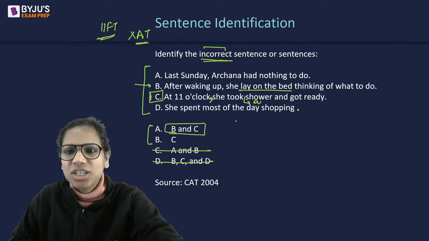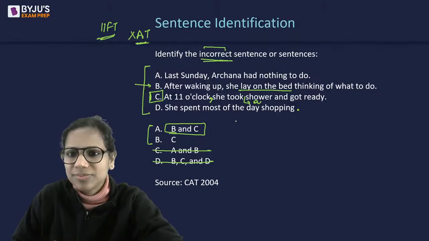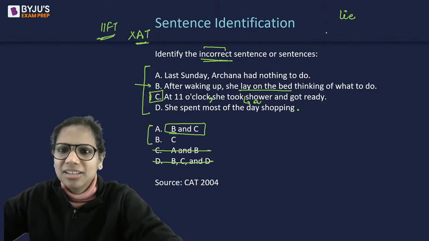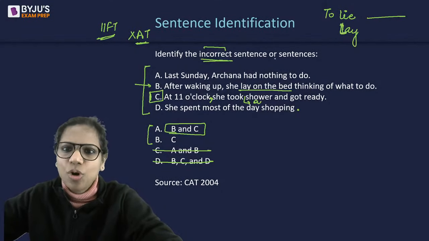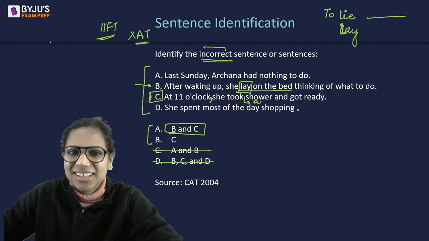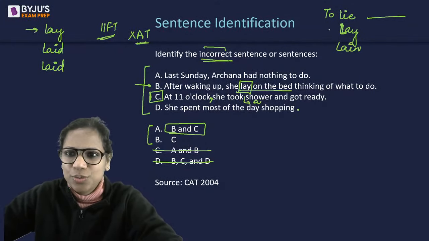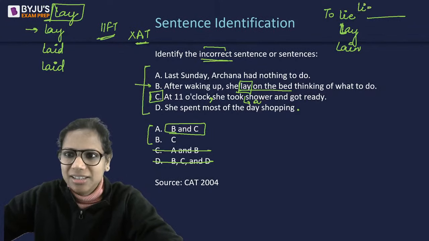After waking up, she lay on the bed thinking of what to do. So this could have happened in the past. That is not the problem. So to lie on the bed is a verb, right? To lie somewhere, it's a verb. The past tense is lay. So there is no problem with lay as such here. What's the problem then? Is it laid? Lay, laid, laid. This is a different verb, laid. Lie, lay, lain. This is a different verb. So this is the verb lay. This is the verb lie.